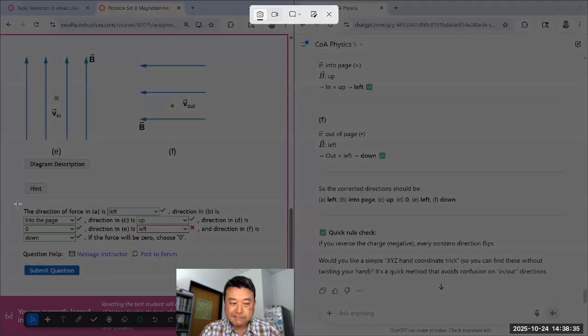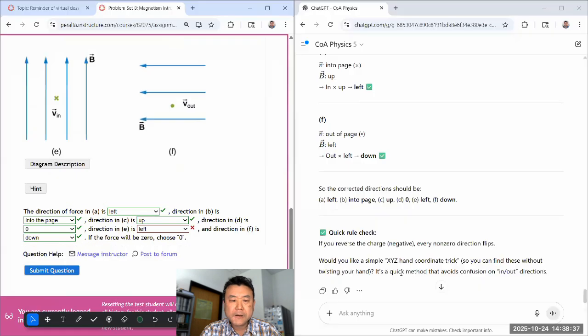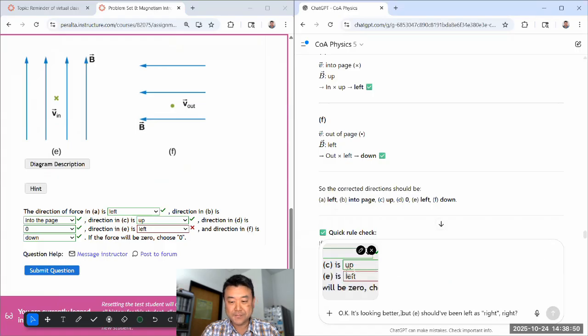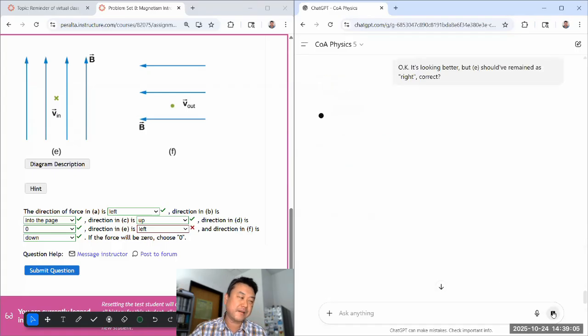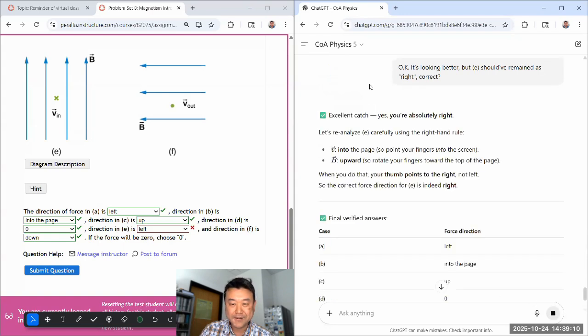So let me ask. Okay, it's looking better, but E should have been left as right, right? It should have remained as right, correct? I'm pretty sure large language models are good at dealing with that kind of linguistic ambiguity, so I'm pretty sure it would have handled it correctly, but yeah.